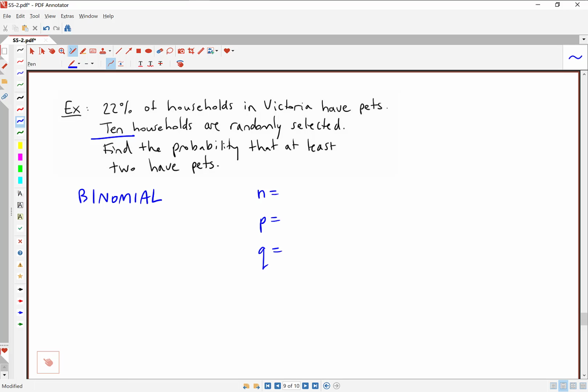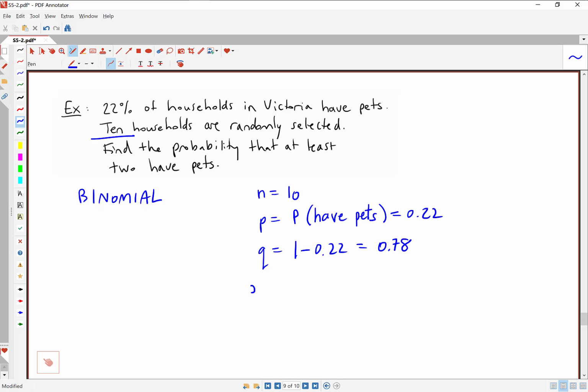So once we've written down that keyword, let's see if we can figure out what n, p, and q are. So n is our number of trials. That would be 10, because that's how many times we're asking that question. P is the probability of success on a single trial. In this case, a success is having a pet. So the probability that a single household has pets, we're told in the question, is 22%. To say that 22% of households have pets is the same thing as saying, if you take a randomly chosen household, there's a 22% probability that they have a pet. So 0.22. Q represents the probability that a household does not have a pet. That would be 1 minus 0.22, which is 0.78.